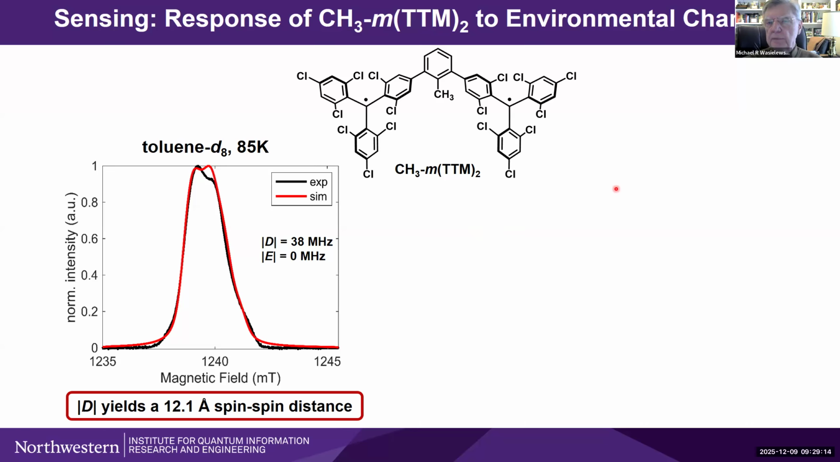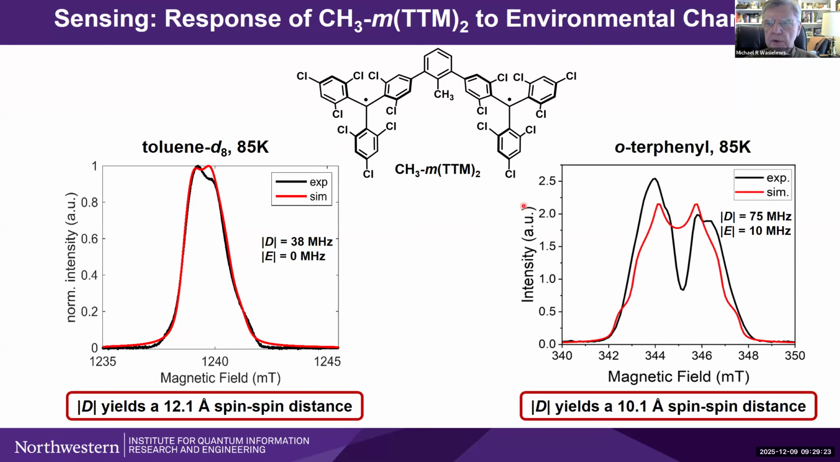Now, let's just do something simple. Let's not mess with the molecule. Let's actually just change the matrix. So going from toluene-d8, we actually put it in orthoterphenyl. And look what happens. Basically, in orthoterphenyl, our D value now increases to 75 megahertz. It's almost doubled. And so consequently, if one once again assumes a point dipole approximation, that means the spin-spin average distance has gone down to about 10 angstroms.